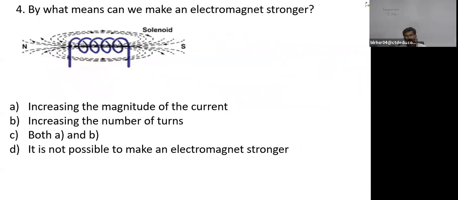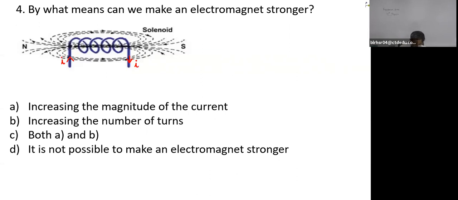Question number 4. By what means can we make an electromagnet stronger? Option A is increasing the magnitude of the current which is flowing. Remember, there is a current that needs to flow in the coil for it to become a magnet. So is it by increasing the magnitude of the current? Is it by increasing the number of turns in the solenoid? Is it both A and B, or is it not possible to make an electromagnet stronger?